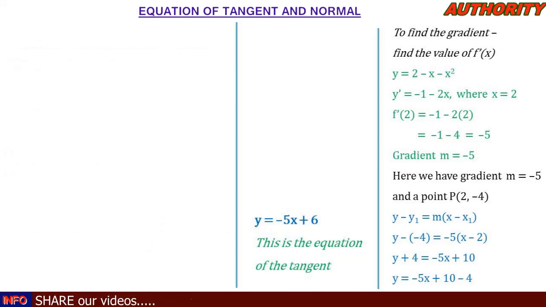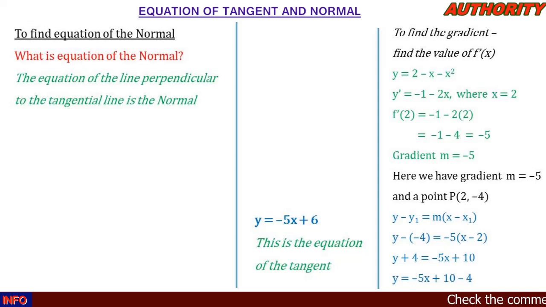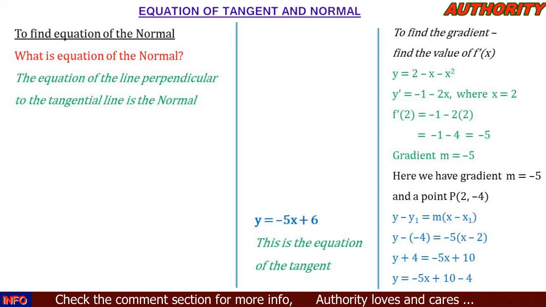Let's go further. Let's find the equation of the normal. But the question is, what is the equation of the normal? We say that the equation of the line perpendicular to the tangential line is the normal. That means we're going to find the equation of a line that is perpendicular to this equation of tangent that we've just found. We're going to form another equation that is perpendicular to the equation of the tangent that we just formed.